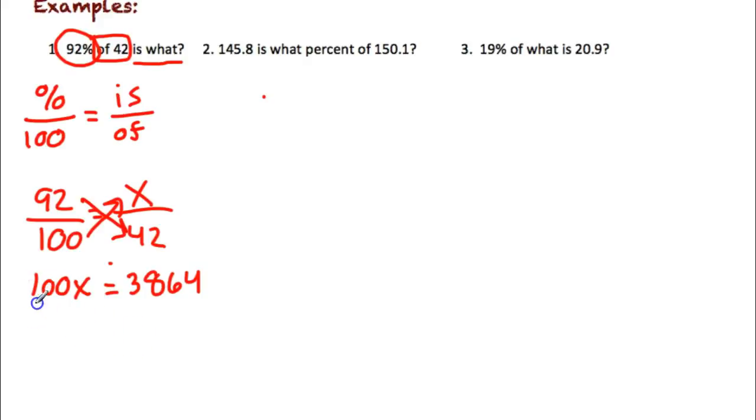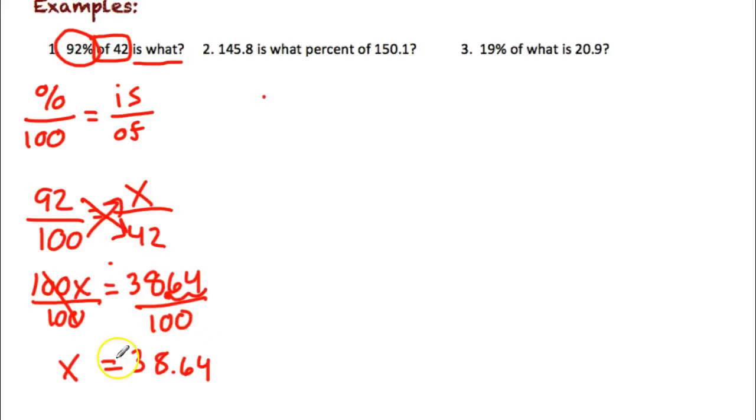Now I need to divide by 100. This side cancels. I have x equals, I could use a calculator over here, but I don't need to. If I'm dividing anything by 100, that means I take the number and I move the decimal point 2 to the left. So 3,864 becomes 38.64, because the decimal is here, and I went 1, 2, and I put it right there. So there's an answer. x equals 38.64.